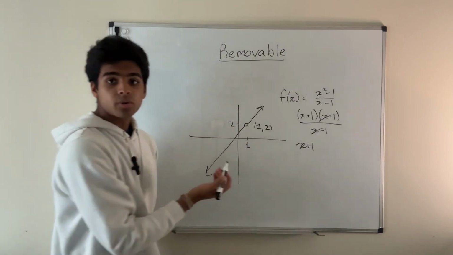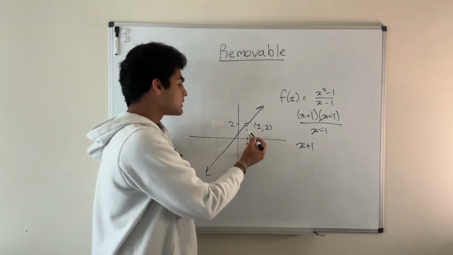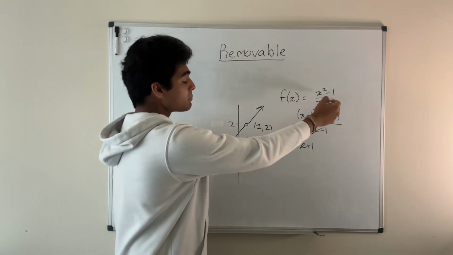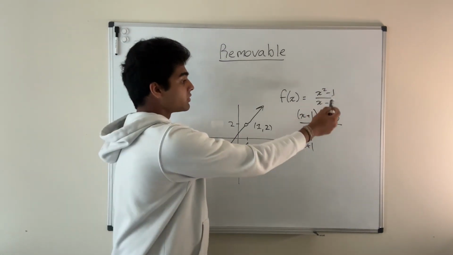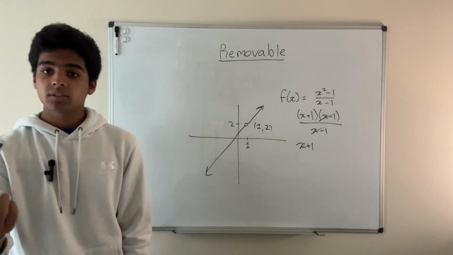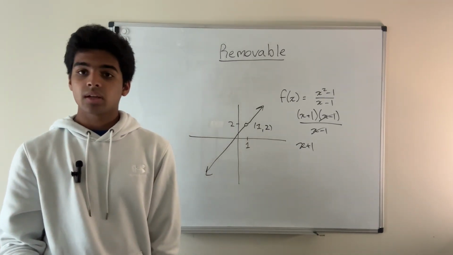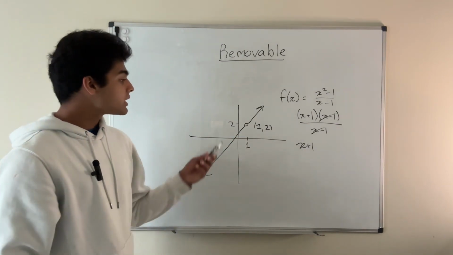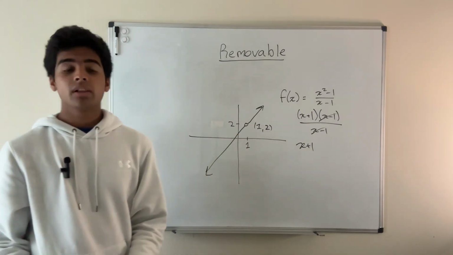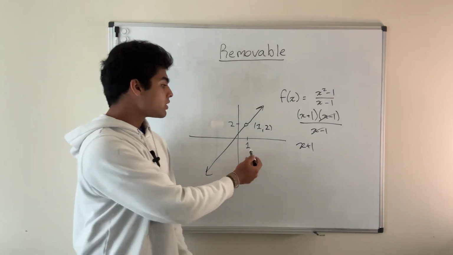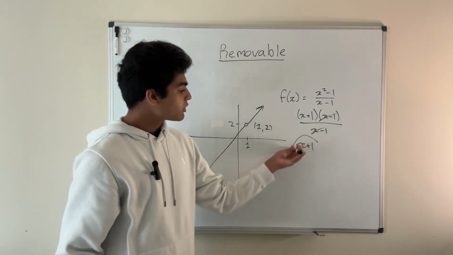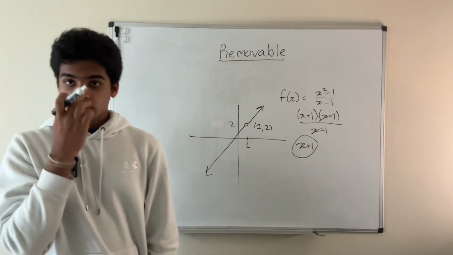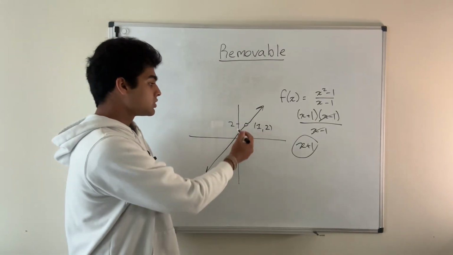And x plus 1 is the graph right here. But why is there a hole? Well, if you plug 1 back into the original function, you get 1 minus 1, which is 0, over 1 minus 1, which is also 0. So you get 0 over 0, an undefined value. That's why there's a hole at that point. Now, how do we know the hole is at 2? If we plug 1 into the new function, 1 plus 1 equals 2. So that's how we know the hole is at (1, 2).